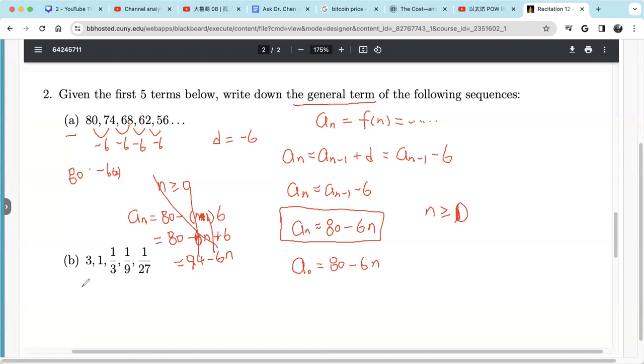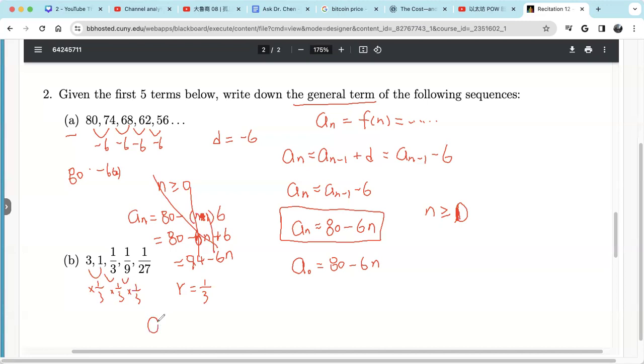Now let's see B. We have 3 as the first term, the next terms 1, 1/3, 1/9, 1/27. From 3 to 1, we multiply by 1/3. 1 to 1/3, we did the same thing, we multiply by 1/3. So you see every term is just 1/3 of the previous one. So this is called a geometric sequence. A geometric sequence has a common ratio called r. In this case, r is 1/3.